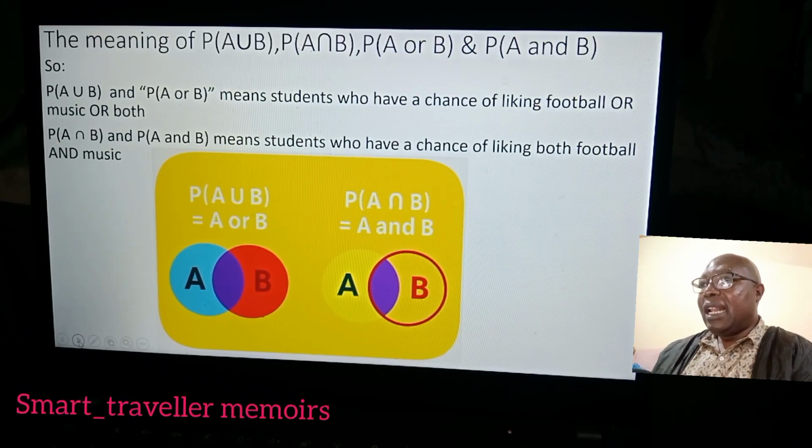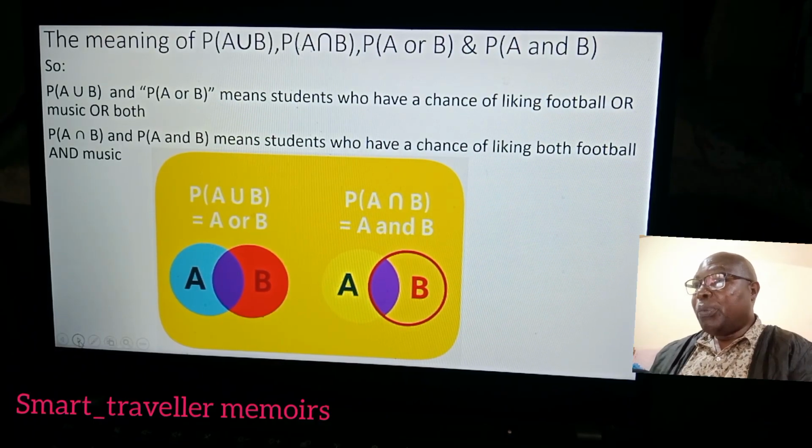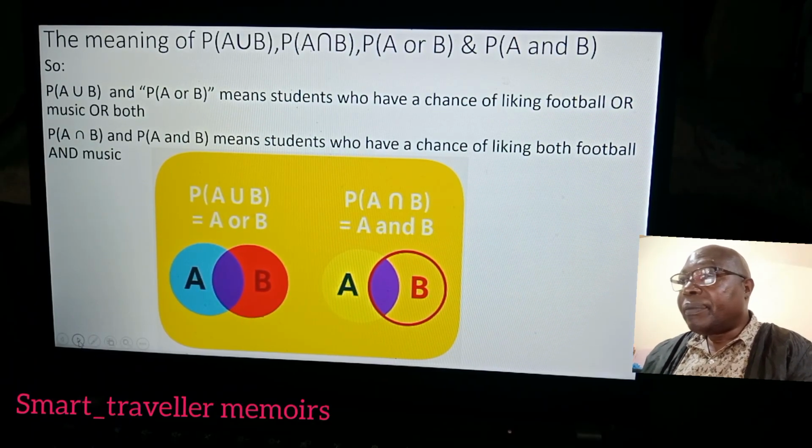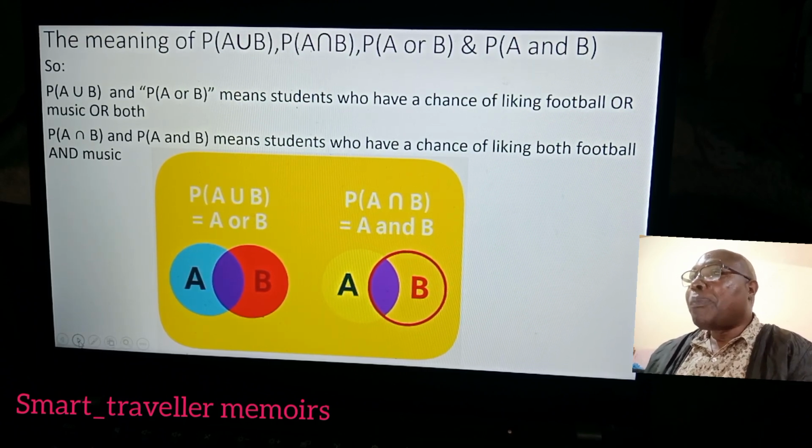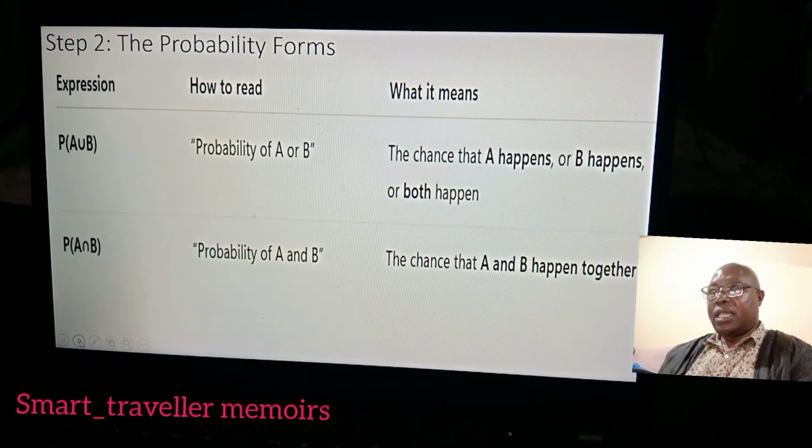On the right, P(A intersection B) is equal to P(A and B). All right? We replace the intersection sign by "and", and on the other side we replace the union sign by "or". And you find that now for the intersection, you find the purple. Those are the students who like both football and music.